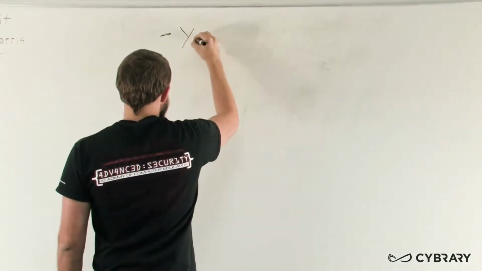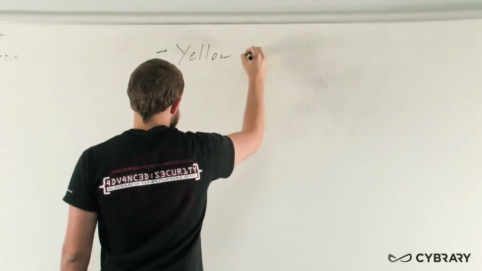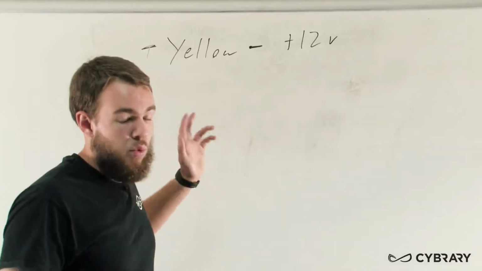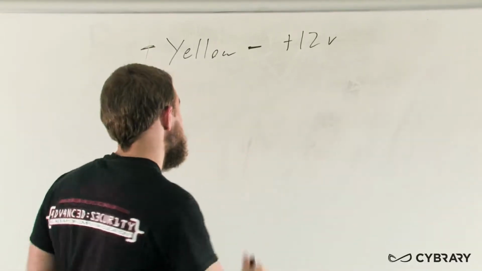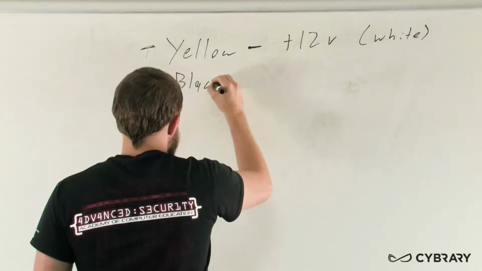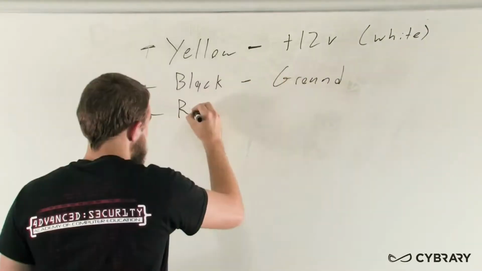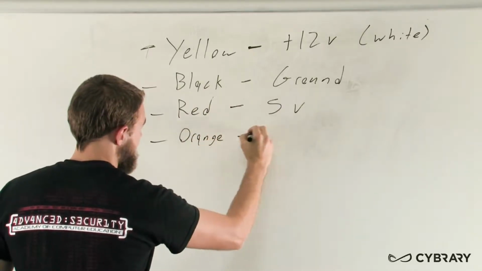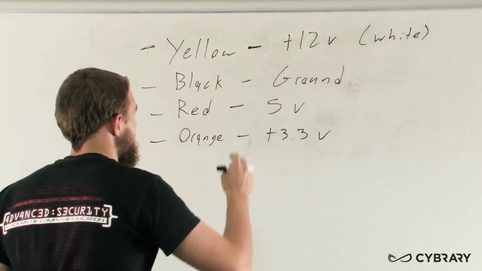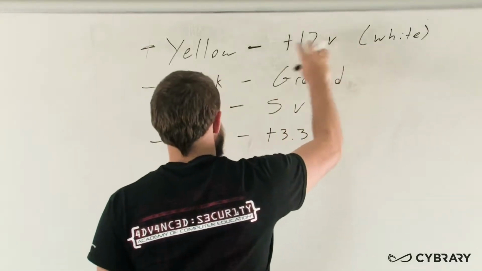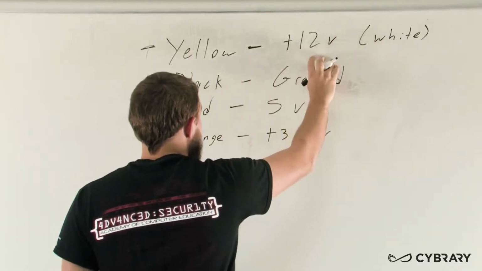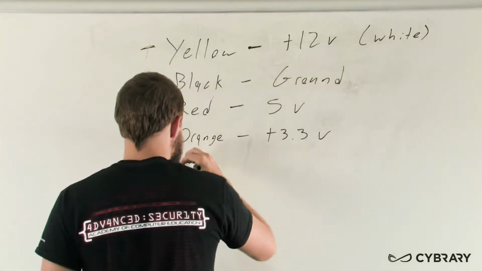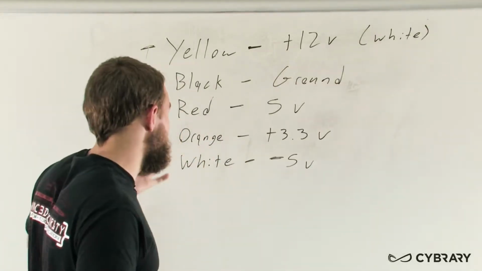When we see a yellow, we'll commonly be seeing that as a plus 12 volt wire. Sometimes this may be a white in older models; it may be white or yellow interchangeably. We'll also see black, which is our ground, red, which is our 5 volts, and orange, which is our plus 3.3 volts. Finally, white, when it's not used to represent plus 12 volts, sometimes means a minus 5. Again, these are common colors that we'll see.